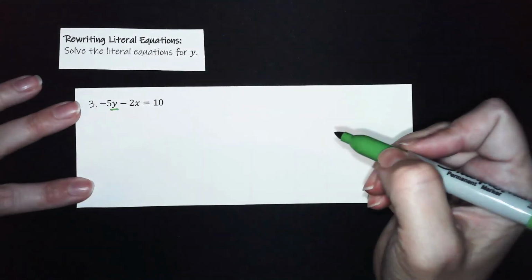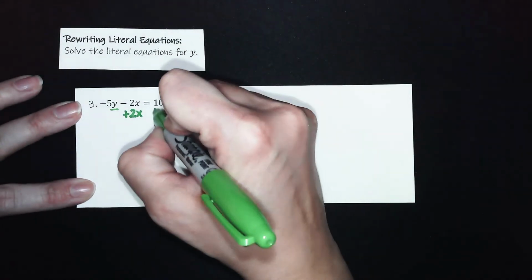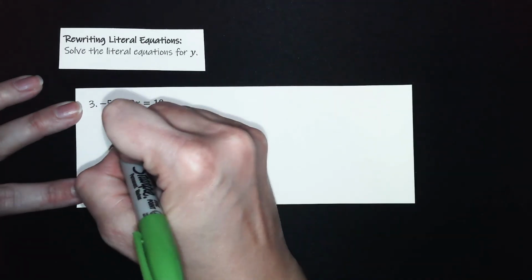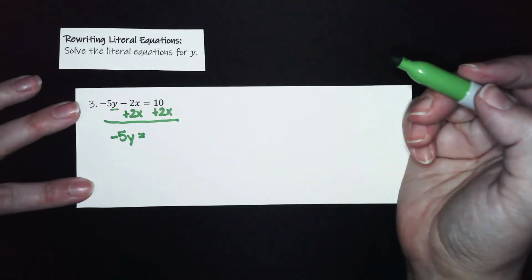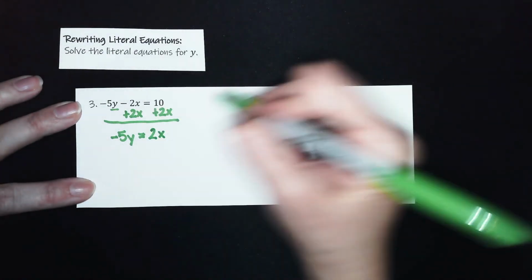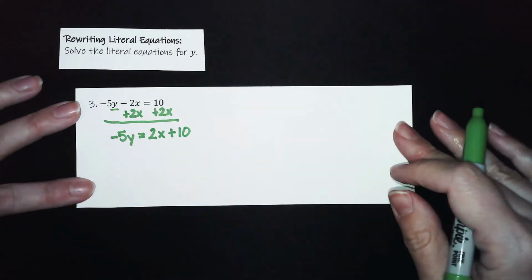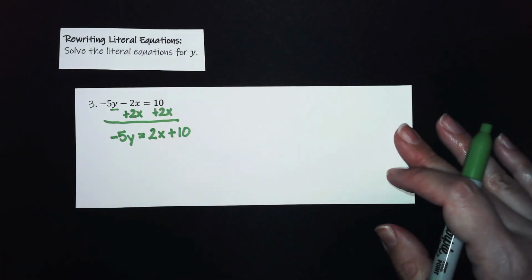So we're going to get rid of the -2x, so I'm going to add 2x to move it to the other side. So I end up with -5y equals, and you can write this in any order. You can say 10 plus 2x. I just like to leave things as slope-intercept form just because that's what we're used to, where x is always first. So I have a 2x plus 10.